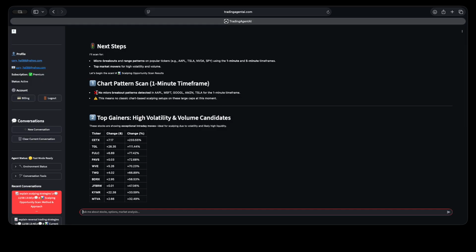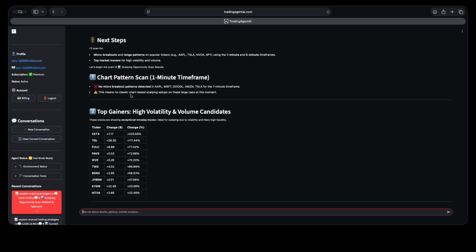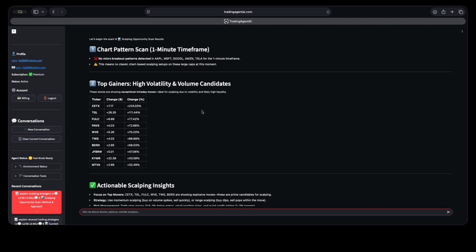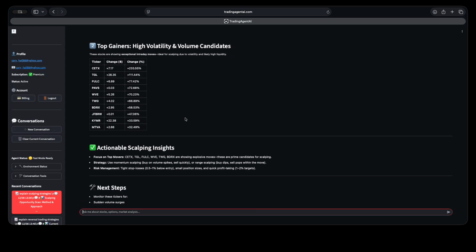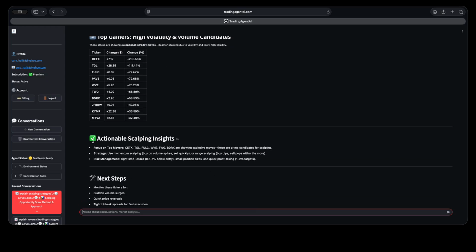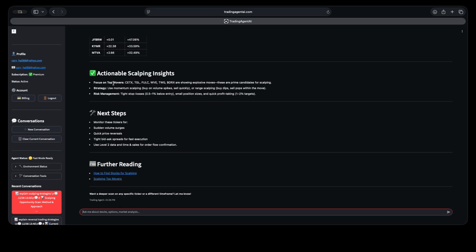And so it didn't find any micro breakouts on the large caps, but it did find some top gainers, and so looking at these top gainers here, it provides some actionable scalping insights. So focus on top movers like CETX, TGL, FULC, WVE, TWG, and BDRX, which are showing explosive moves. These are prime candidates for scalping strategies. Use momentum scalping, buy on volume spikes, sell quickly, or range scalping, buy dips and sell pops within the move.